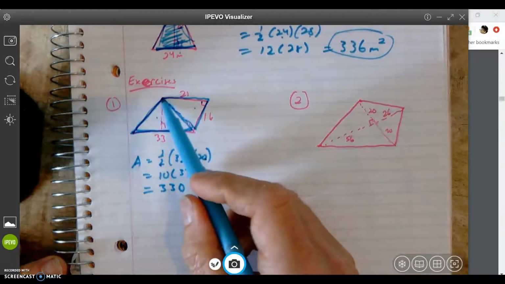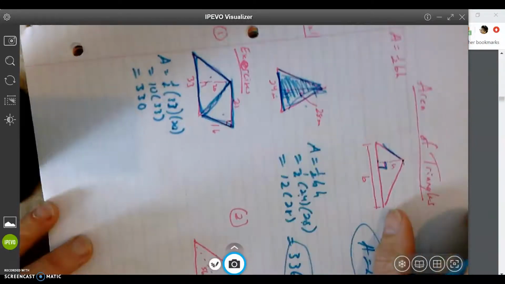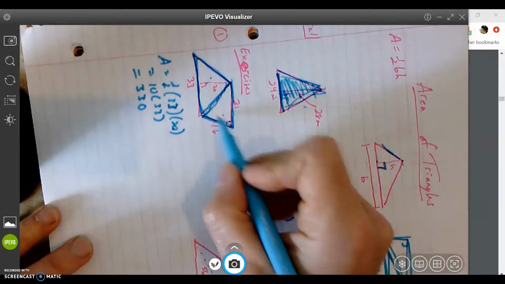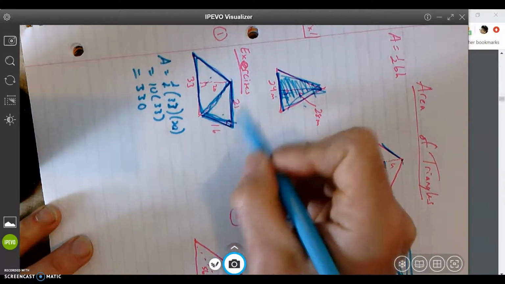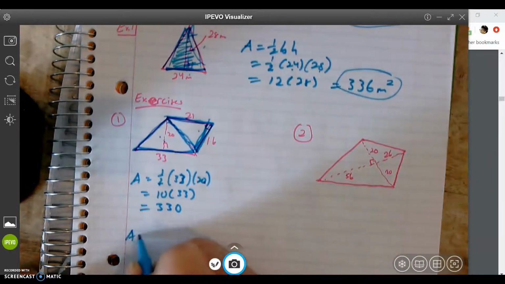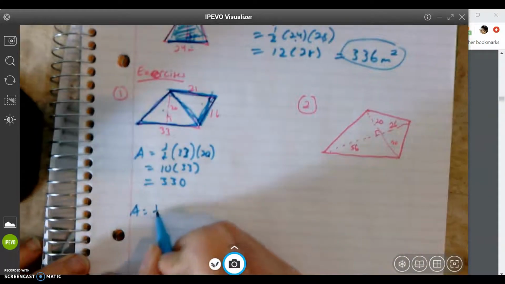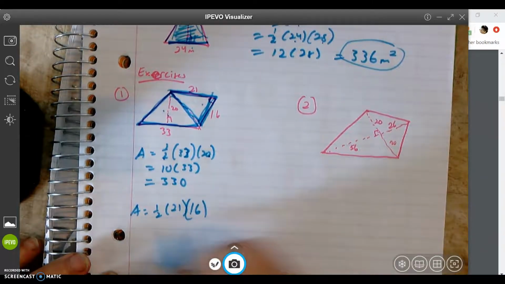All right, now, this one right here. So if I'm looking here, you can twist your paper if you want. That's totally allowed. So you have, this is the base, this is the height. When you have a right triangle like that, the 2 legs are the base and the height. So area equals 1/2 times 21 times 16.